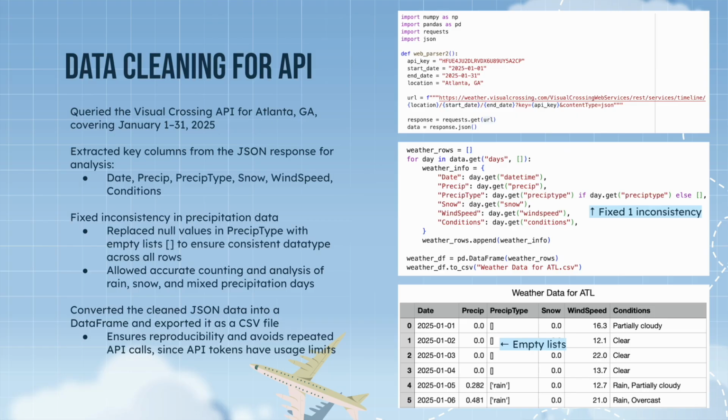For historical weather data, we used the Visual Crossing Weather API to collect daily weather information for Atlanta, Georgia for the entire month of January 2025. We parsed the JSON by iterating through each day, extracting relevant columns such as date, precipitation, precipitation type, snow, wind speed, and general conditions. We converted the parsed data into a data frame and saved it as a CSV file. This dataset allows us to analyze patterns like spikes and delays during snowy and rainy days.